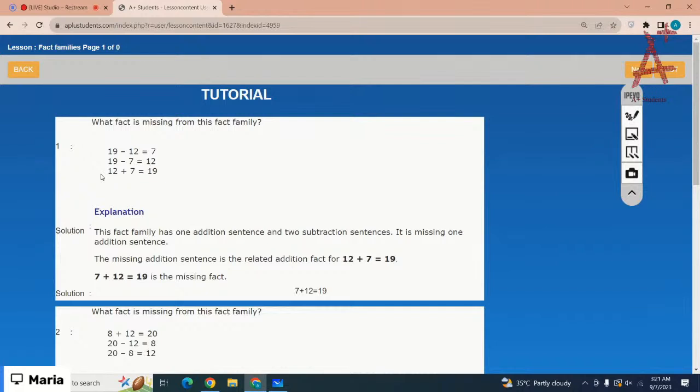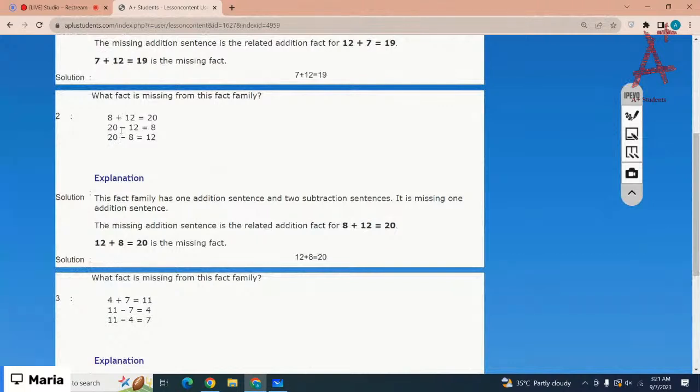What fact is missing from this fact family? So you can see for the subtraction you are given two of them, right? For addition you are given just one. 8 plus 12 equals 20. That means you are missing the other one for the addition. This fact family has one addition sentence and two subtraction sentences, right? If you have three numbers, you can write two addition sentences and two subtraction sentences, right? That means the missing one is the addition sentence. So for the addition, you just have to swap the position of the numbers, right?